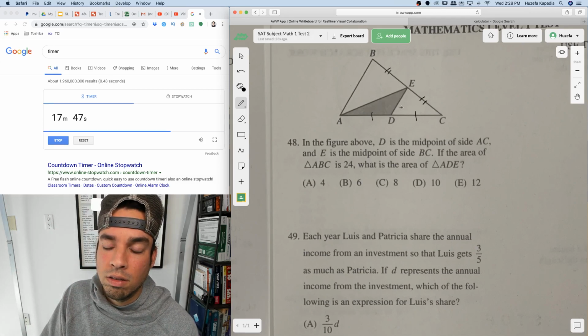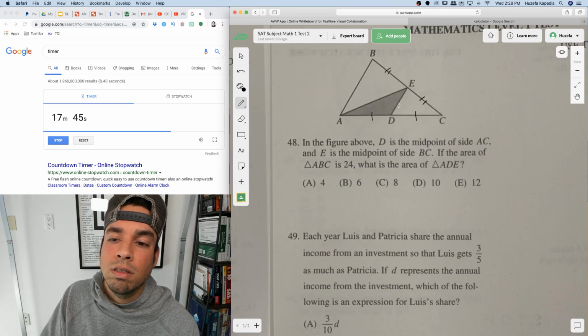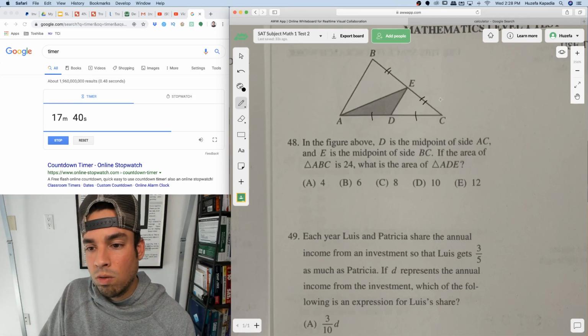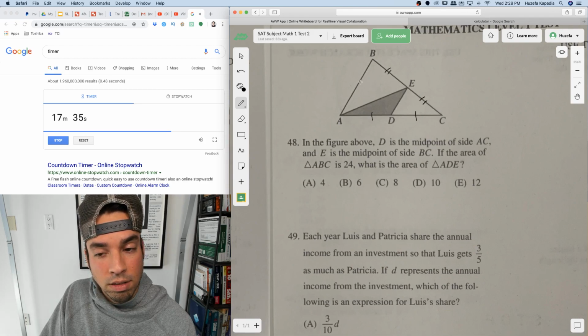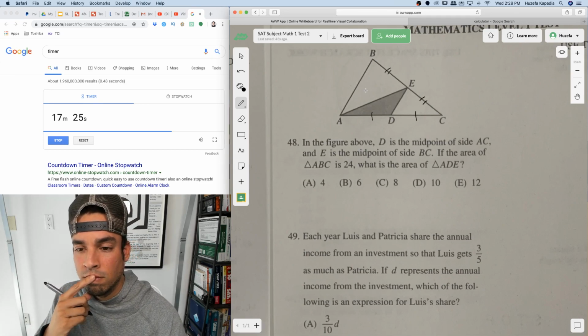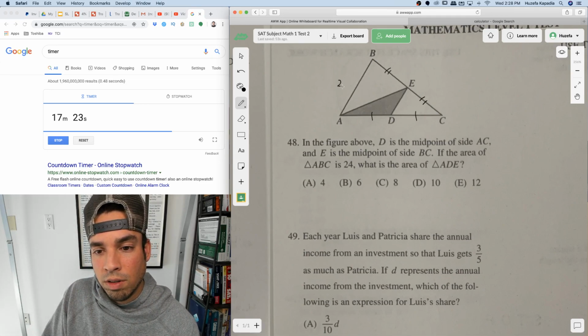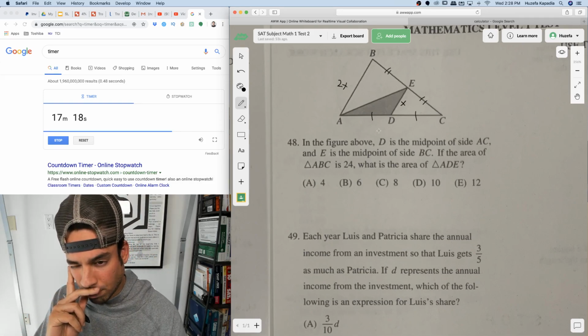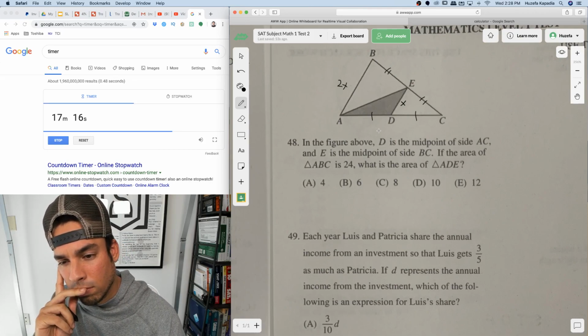Okay. This is, wait. Oh. This is half of this. I know that. That doesn't help me. Hold on. 2x. I'll just call this x for now. If this is 2x, this is x, right? ADE. Hold on.